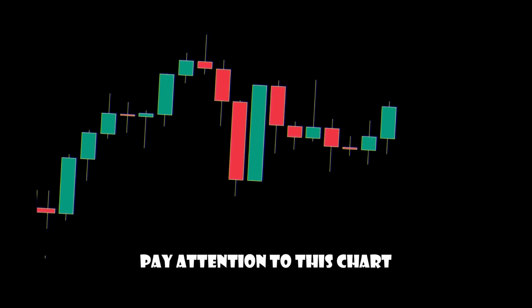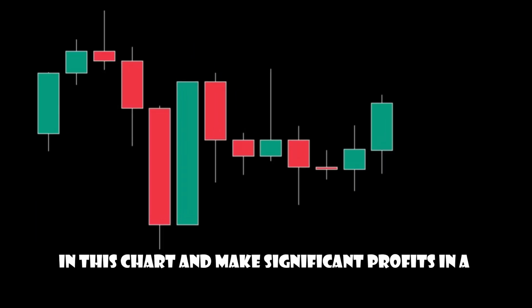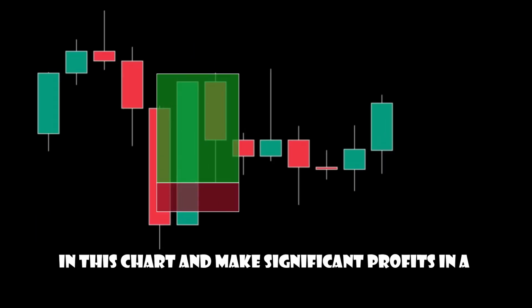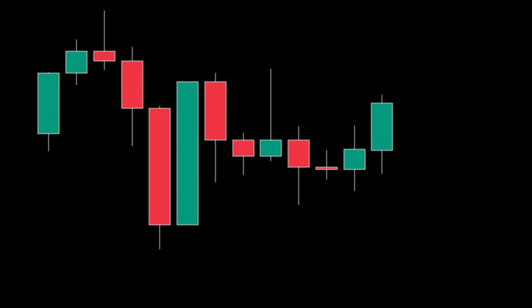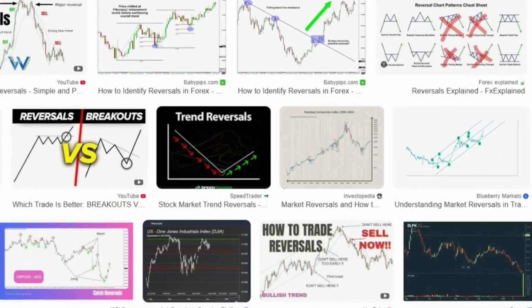Pay attention to this chart. It shows the price of gold over the past month. Did you know you can easily trade all the reversals in this chart and make significant profits in a short period? In this video, I will teach you an exciting technique for trading reversals in just 5 minutes, which is the result of years of trading and experience in the market.